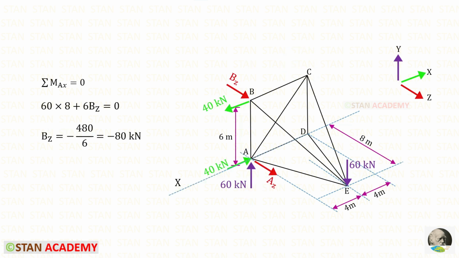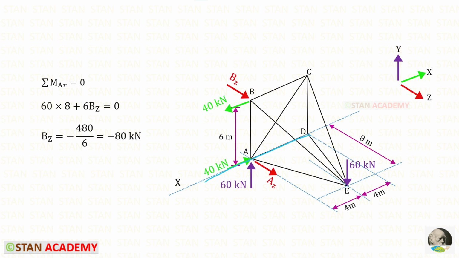Now about the point A, let us take moment in the x-axis. Along the point A, in the x direction, we have to draw a line. We know that when we take moment in the x-axis, we should not take any load or reaction in the x direction. So this one and this one we should not take. Also along this line, we should not take anything. So this one and this one we should not take. Only two are remaining, BZ and 60 kilonewton.